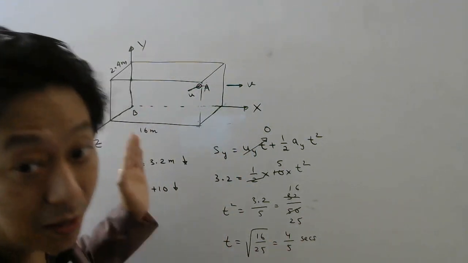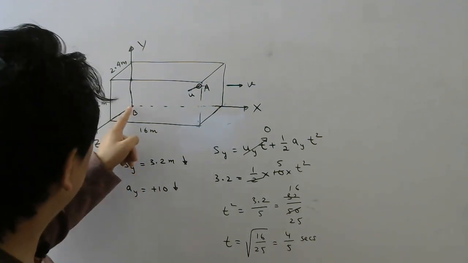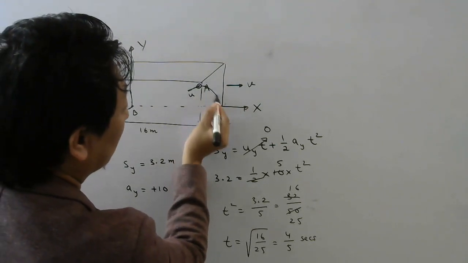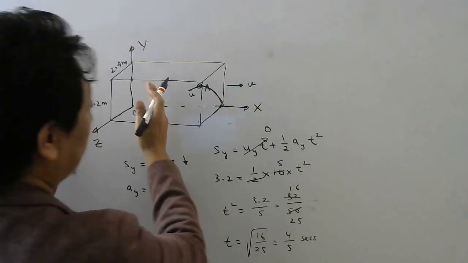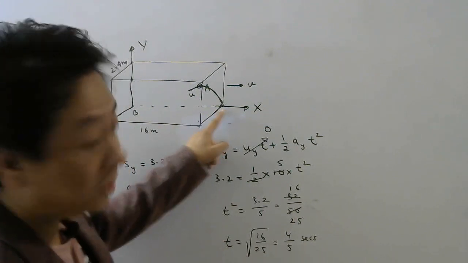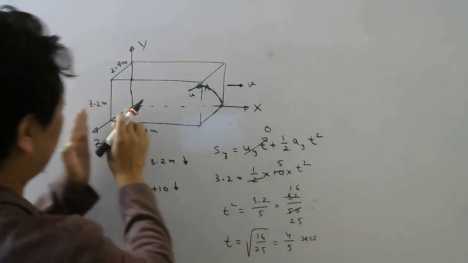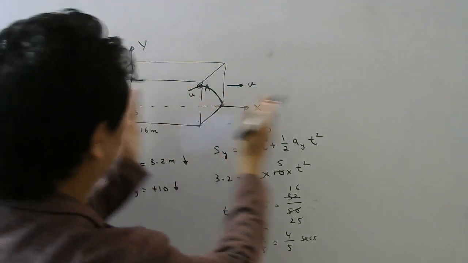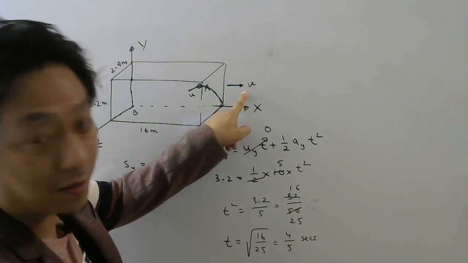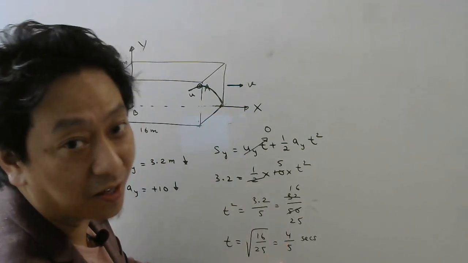Now during that 4 by 5 seconds, this B has to reach here, because this stone would have reached here if the train was not moving. Because the train is moving, this point B has to be here. That means this point B in the train has to travel 16 meters. With what velocity? V. In what time? 4 by 5 seconds, right?